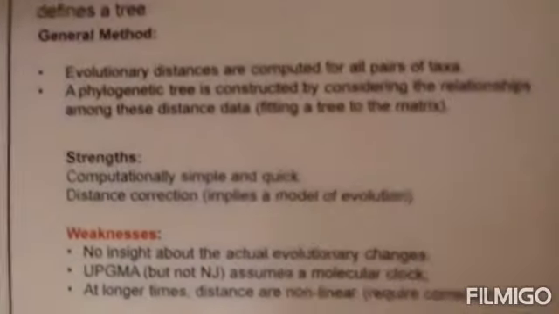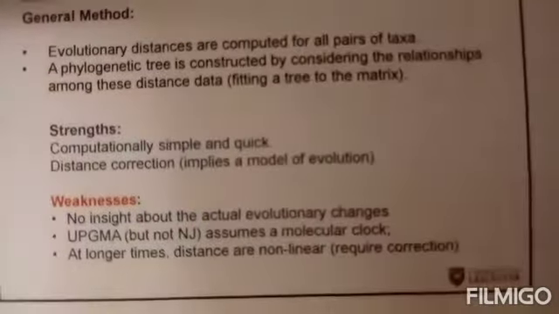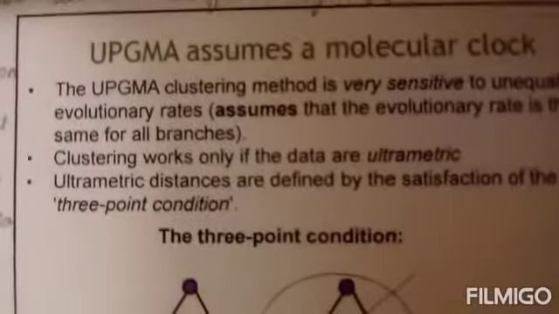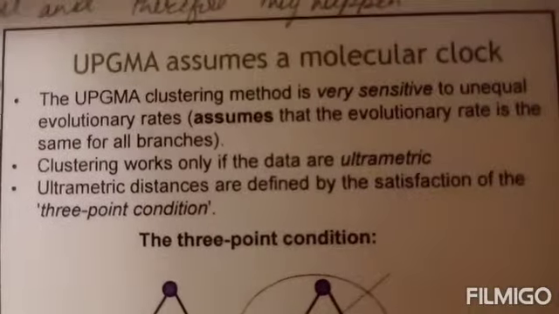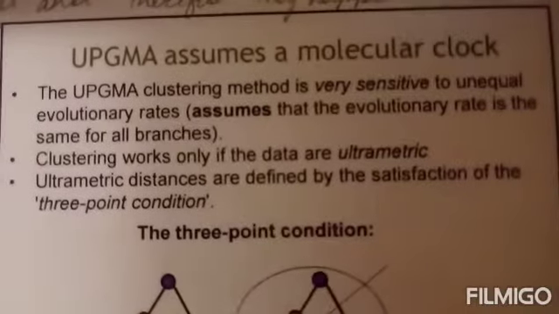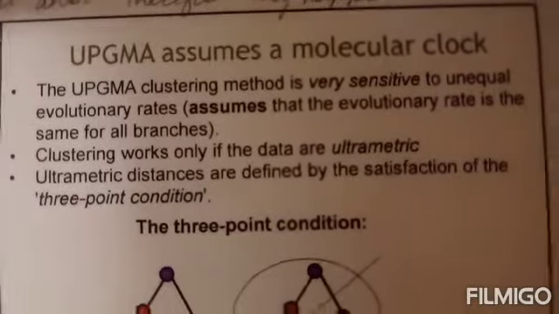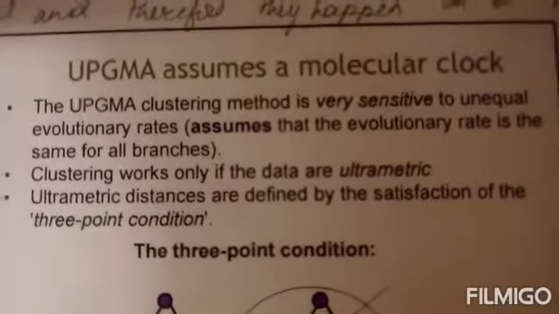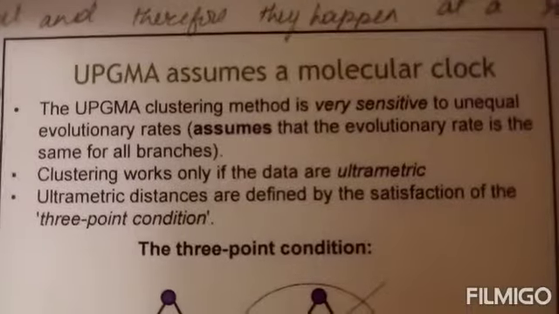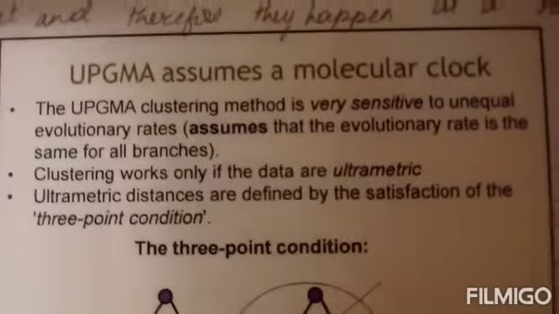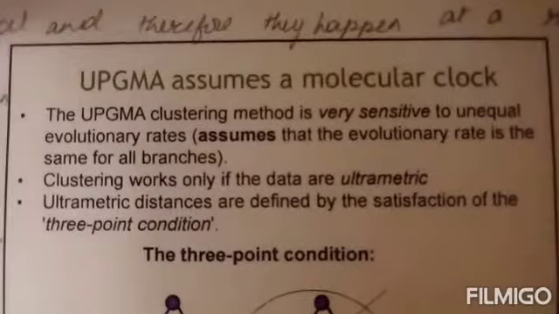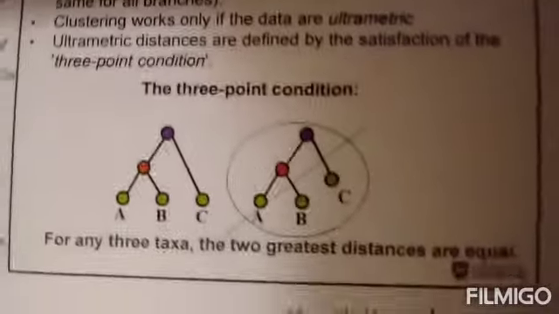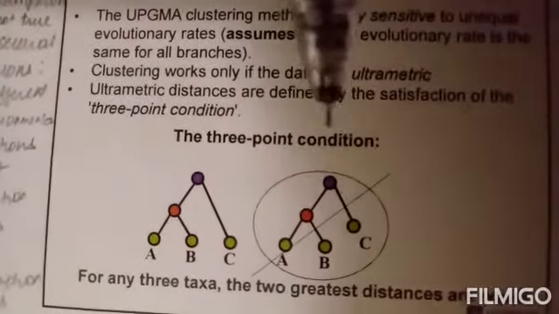What do we mean by UPGMA assuming a molecular clock? I initially said that the UPGMA clustering method is very sensitive to unequal evolutionary rates, which assumes that the evolutionary rate is the same for all branches, and the clustering works only if the data are ultrametric. Ultrametric distances are defined based upon the satisfaction of the 3-point condition. The 3-point condition is that for any 3 taxa, the 2 greatest distances are equal.